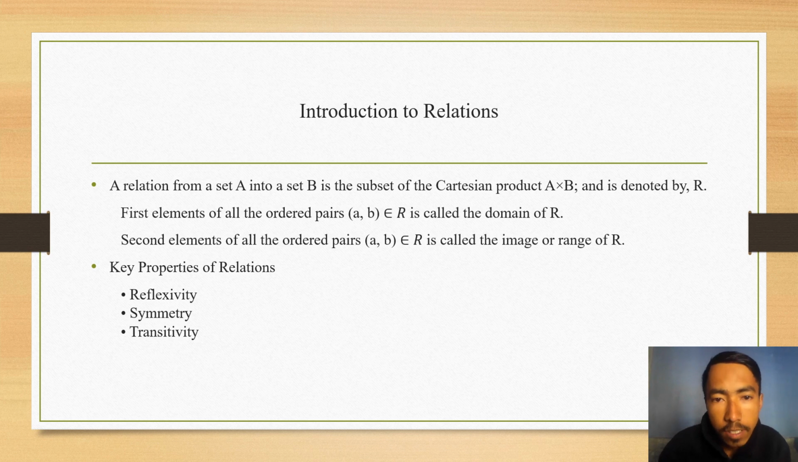The first slide is introduction to relation. A relation from a set A into a set B is a subset of the Cartesian product A cross B and is denoted by R. The first element of all ordered pairs (a, b) belonging to R is called the domain of R, and the second element of all ordered pairs (a, b) belonging to R is called the image or range of R.